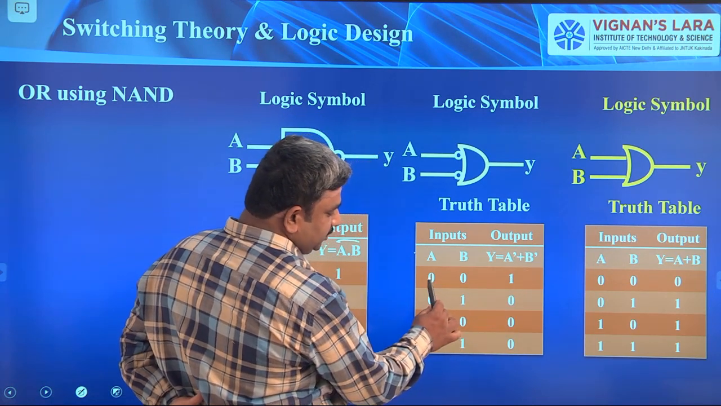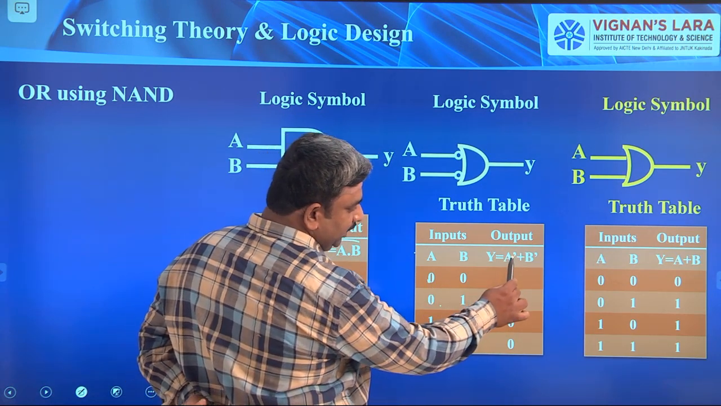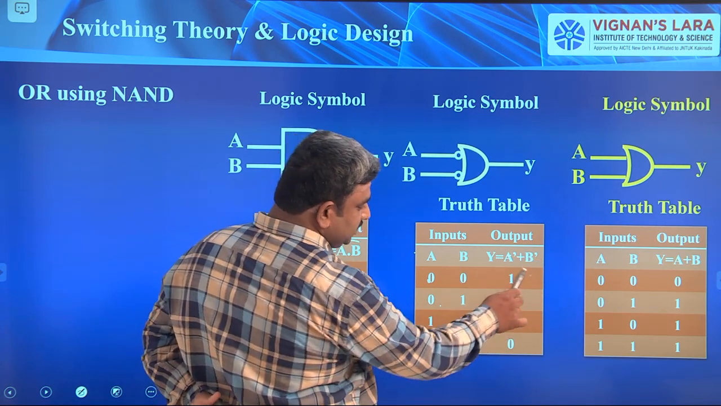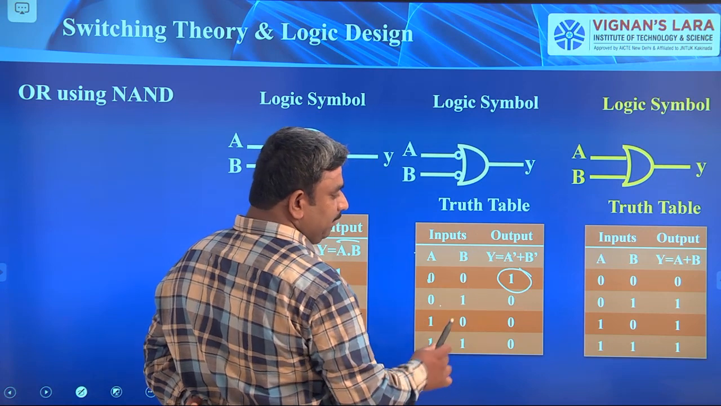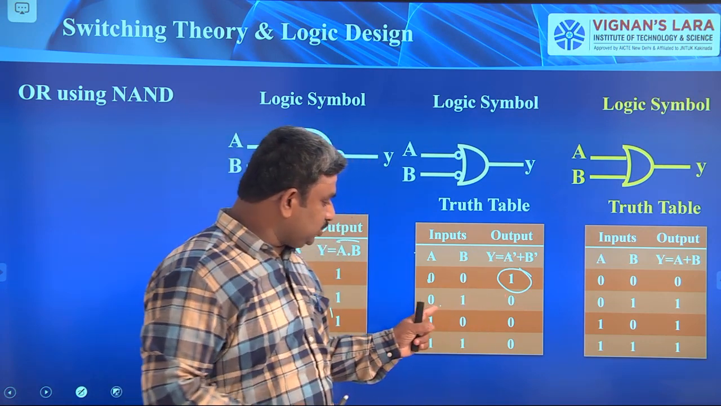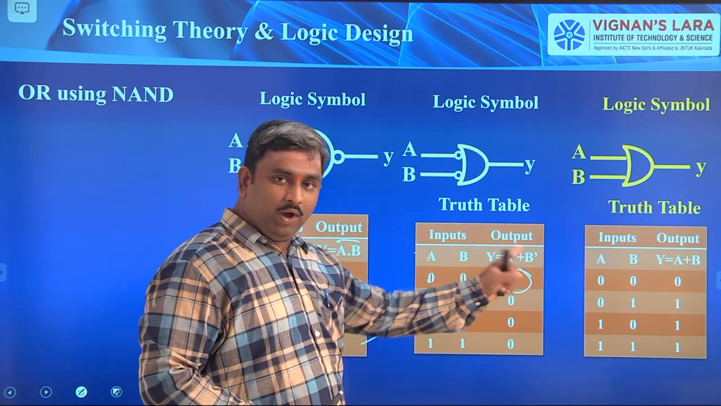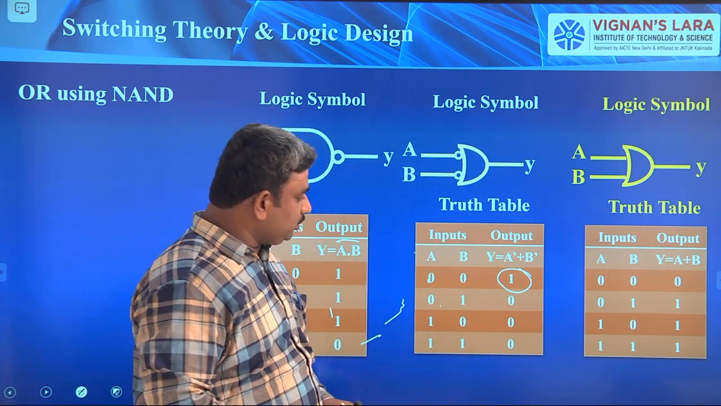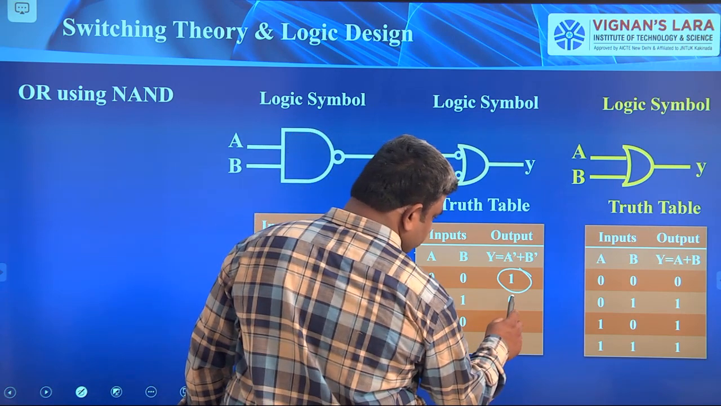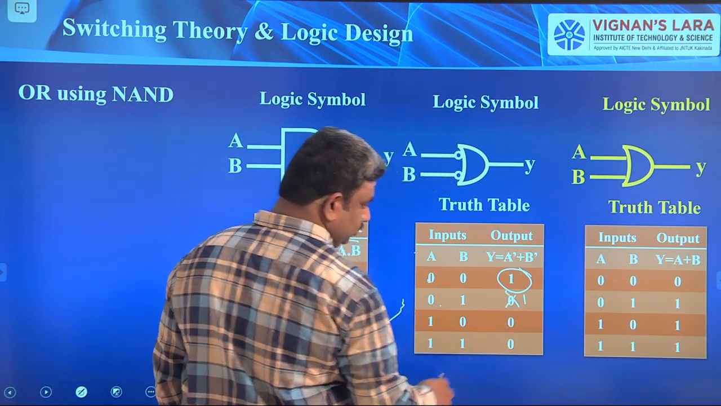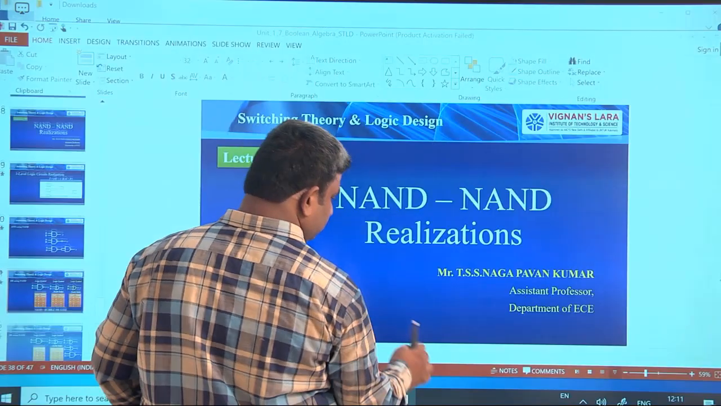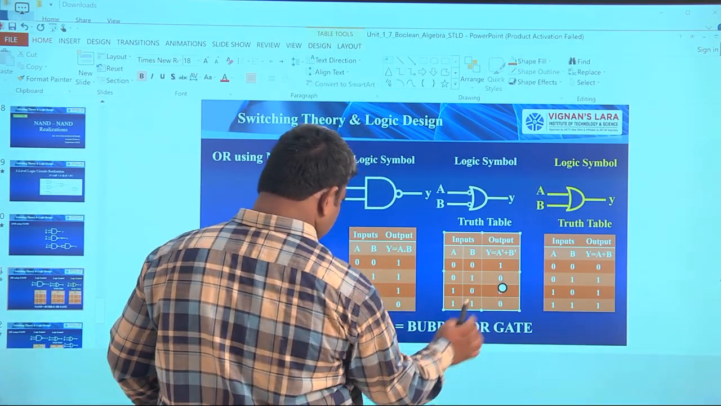If inputs A is equal to 0, B is equal to 0, A bar is equal to 1, B bar is equal to 1. 1 plus 1, that is equal to 1. So this is the first one, Y is equal to A bar plus B bar. Next, coming to the second situation, 0 1. Then here 1 0. 1 plus 0, that is equal to 1. So here this is 1, not 0. Next coming to here, so here also 1.